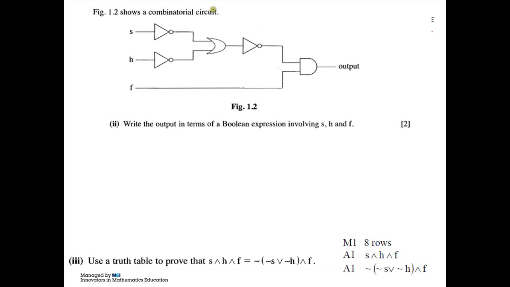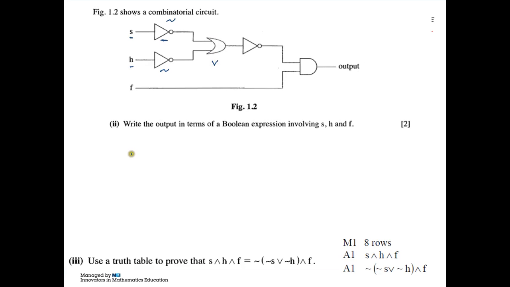Then the next part involves a combinatorial circuit. So it says write the output in terms of a Boolean expression involving S, H and F. So a Boolean expression is the one just using connectives, so we have to look at what we've got here, and we've got S followed by a not, we've got H followed by a not, and they're connected together by that symbol there, which is an OR symbol.